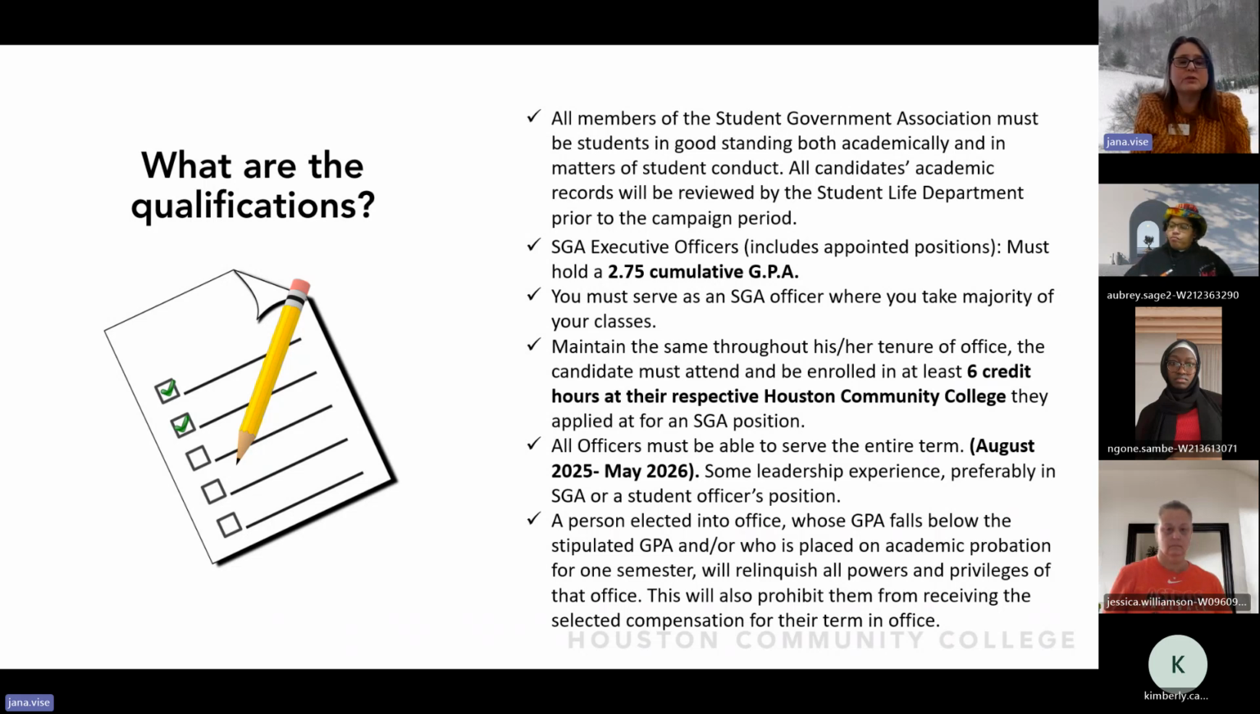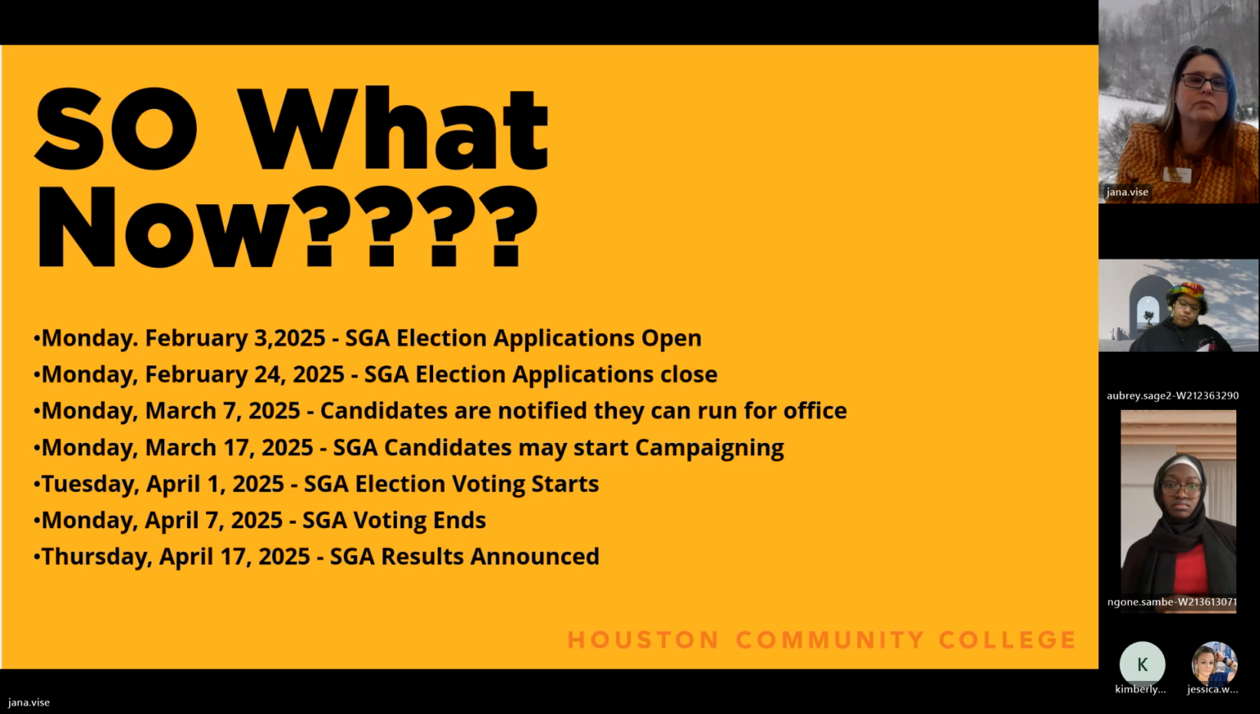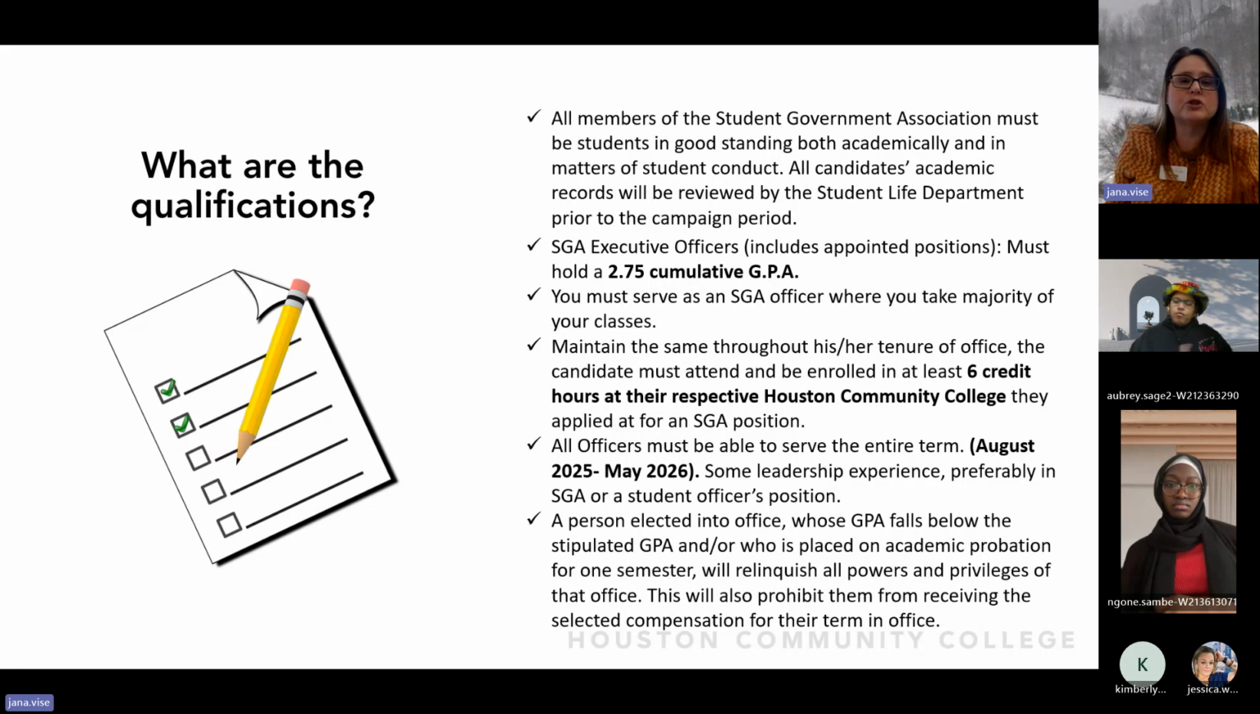Sometimes, if you're currently an online student and taking those, we just need you to continue to take online classes for next year. And then let me see, you have to be able to serve from August of 25 to May of 26. And then, of course, we expect you to maintain your GPA and stay in good standing with the college.